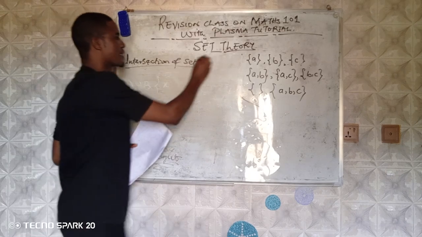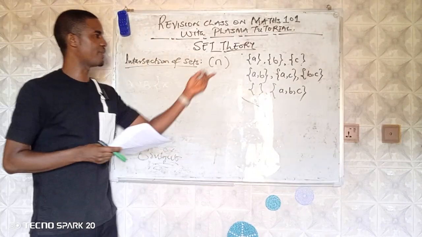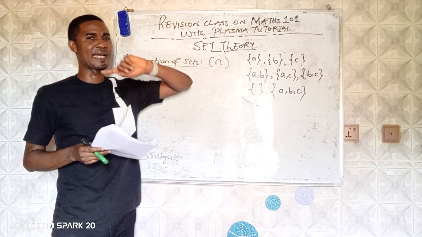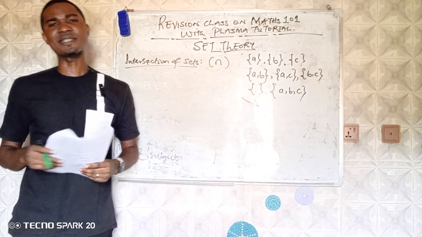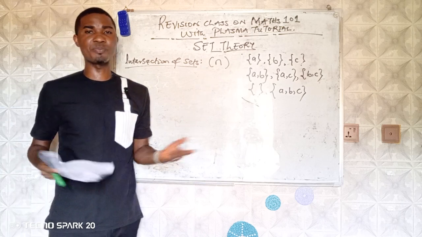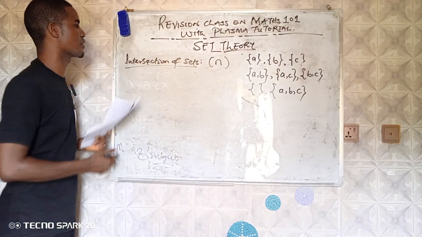Intersection of sets. This one is denoted with something like an N. So you should be very careful knowing the difference between the cardinality of a set and the intersection of sets, because the person typing the question might not be a mathematician, so you might see N used. So please ensure you read your questions very well.